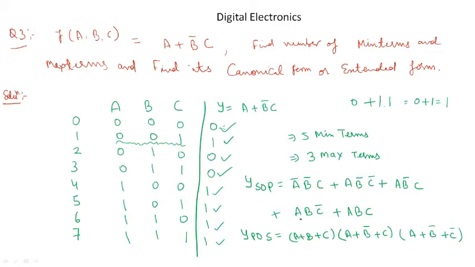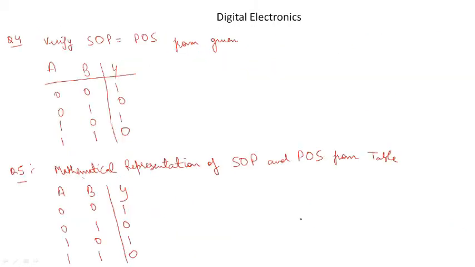Canonical form means we have to write the output in terms of all the variables which are given in the function. Now the next problem is that we have to verify that SOP is equal to POS from this truth table. It is very simple, you can solve it, and we have already discussed this type of problem.